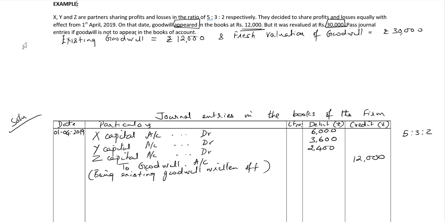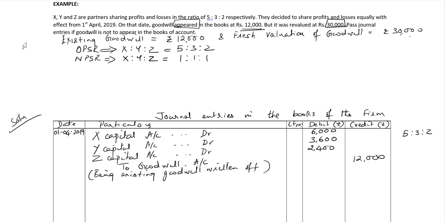Now for the fresh valuation of goodwill of rupees 30,000, the journal entry is gaining partners capital account to sacrificing partners capital account. We need to find out which partner gains and which partner sacrifices. So old profit sharing ratio between X, Y and Z is 5:3:2, and the new profit sharing ratio between the three of them is 1:1:1.